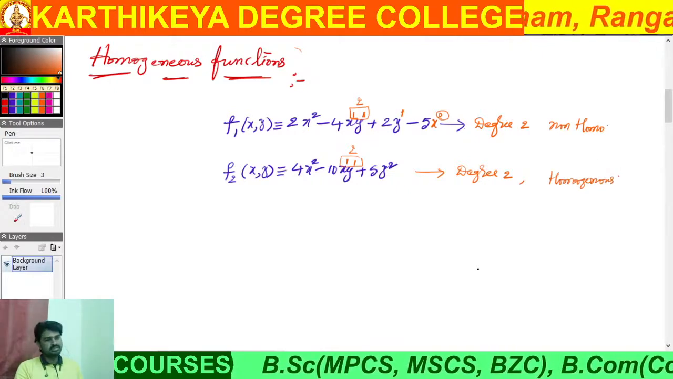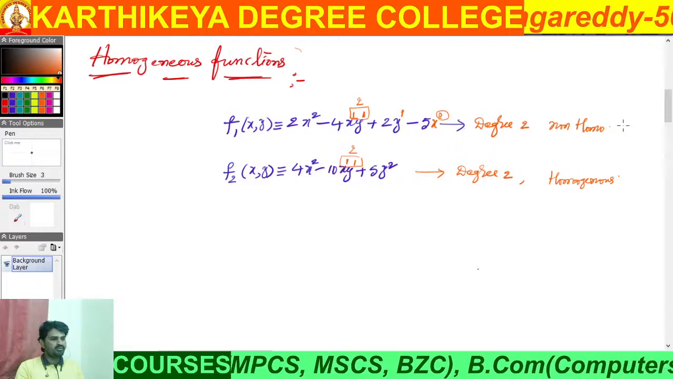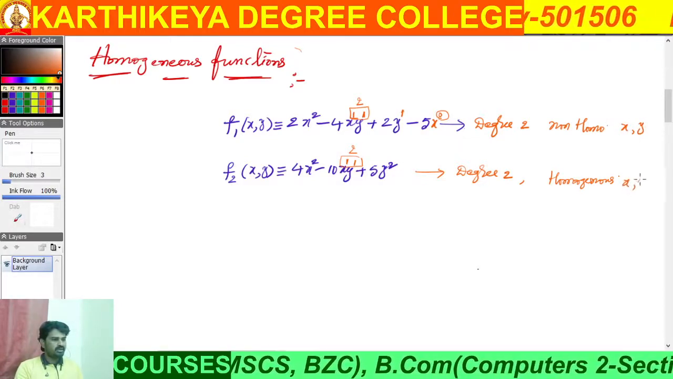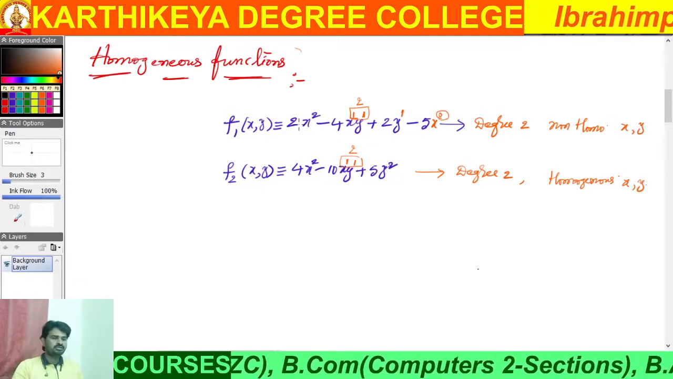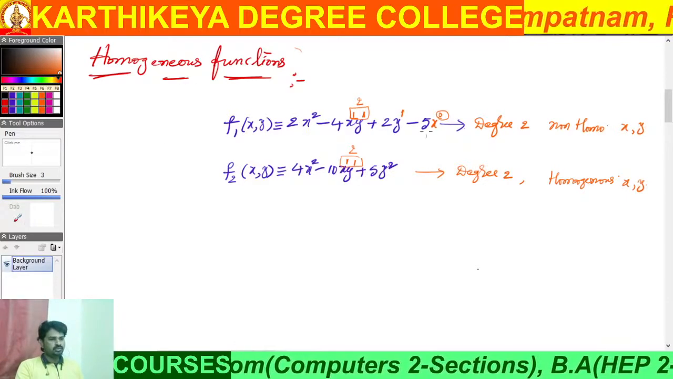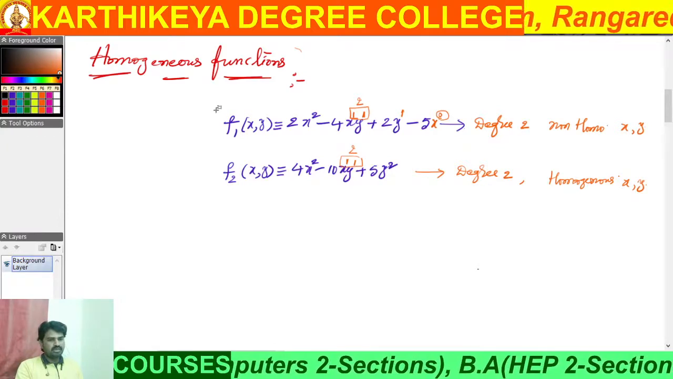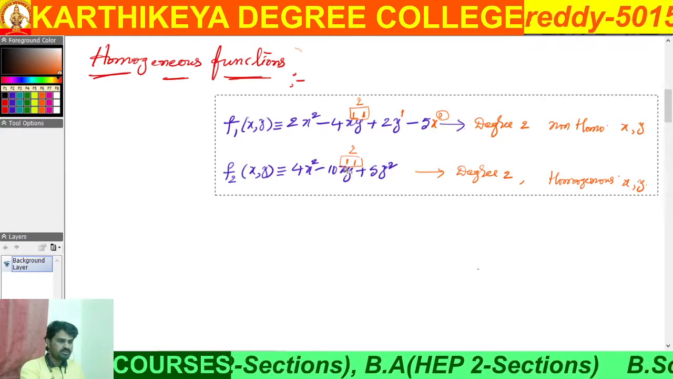Okay, homogeneous functions. How many variables are in both polynomials? Homogeneous functions in the variables x comma y. So I hope you understand the homogeneous functions of two variables of degree 2. Okay students, these are the homogeneous function examples. Now we are going to write the homogeneous function definition.